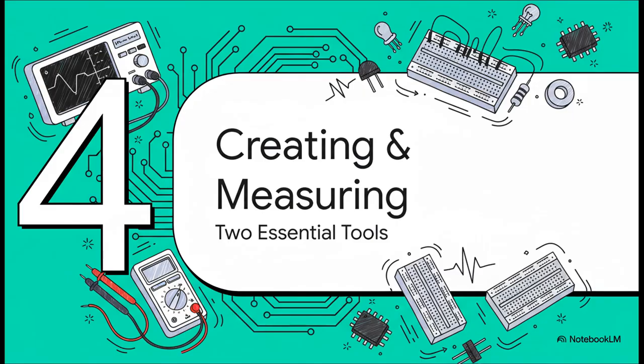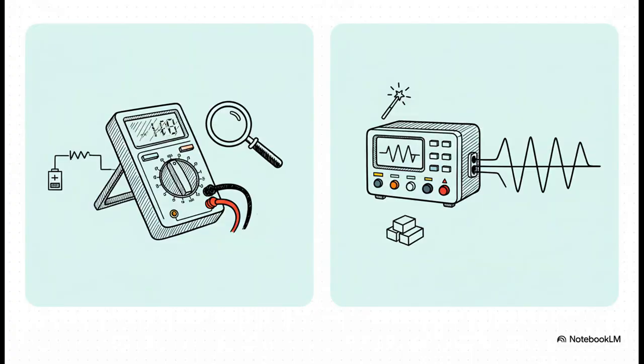So let's zoom in on two of the most essential tools you would find on literally any electronics lab bench, because they perfectly show this blueprint in action. Meet the workhorses, the digital multimeter, or DMM, and the function generator. They're really like two sides of the same coin. The DMM is your ultimate measuring tool. It tells you what's going on. The function generator is the ultimate creation tool. It lets you make exactly the signal you need.